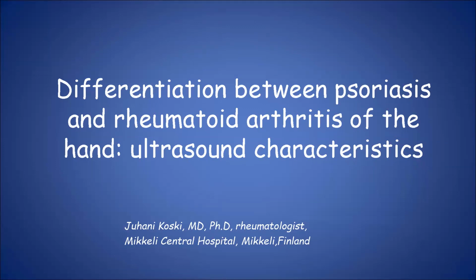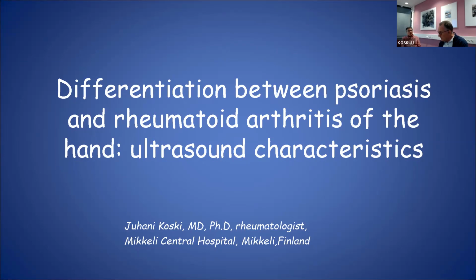Okay. So differentiation between psoriasis and rheumatoid arthritis. Of course, I'm going to talk about that, but because we have a good amount of time, I will also talk about ultrasound of the hand, to cover this joint area too, because this is the only joint area we have not discussed. All the others, shoulder, elbow, hip, knee, and ankle, foot, we have covered. So I'm also talking about the hand.